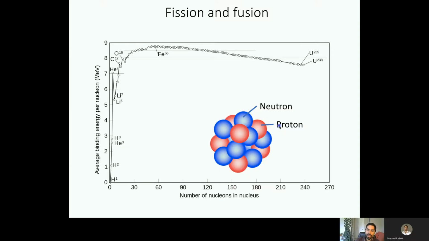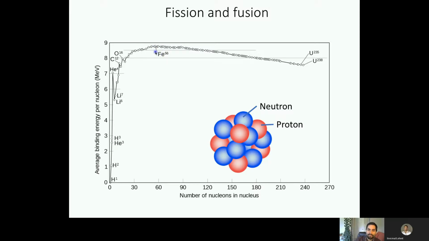And so I have a graph here representing the stability of basically all of the atoms that exist. You don't have to understand here the units, the average binding energy. You just have to know that the higher it is, the more stable is the nucleus. On the left side of the graph, I have the light elements like hydrogen, deuterium, helium, lithium. And on the right, I have the most heavy elements like uranium.